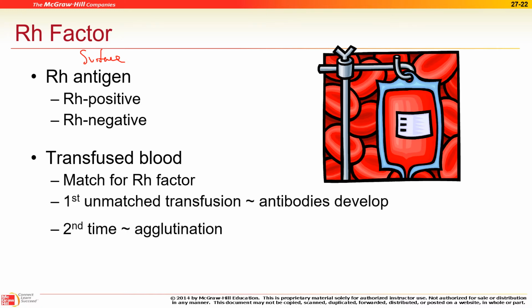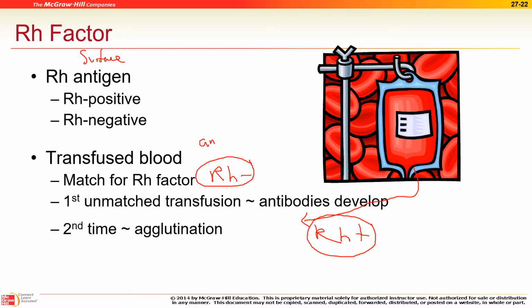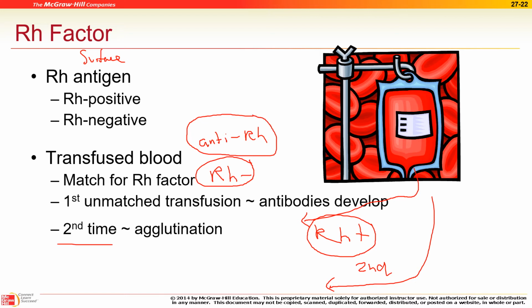So let's say there is a patient who is Rh negative. They get blood that has the Rh factor. So this is an additional antigen where this patient will now build up an immunity, anti-Rh. So the second time the patient gets a blood transfusion, that immune system has adapted. This can occur with pregnancy as well.